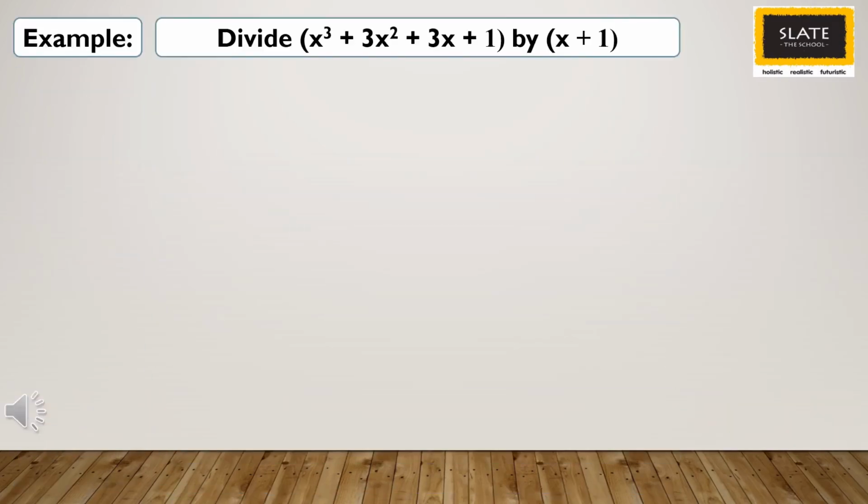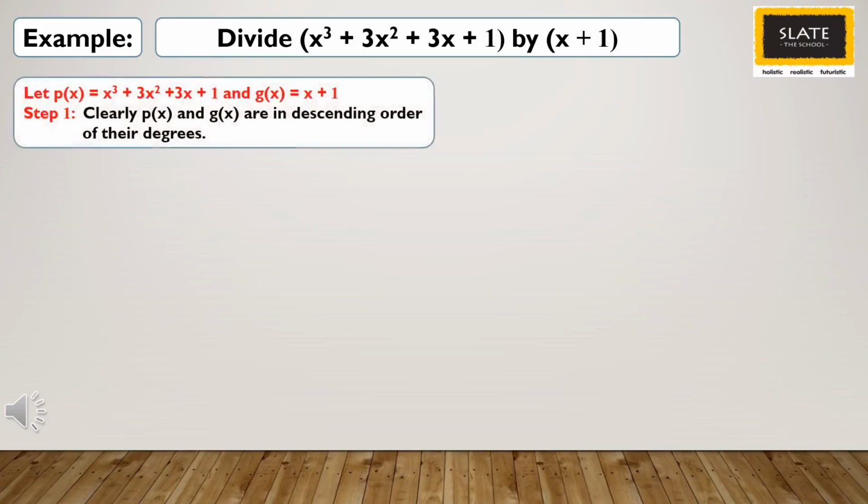Example, divide x cube plus 3x square plus 3x plus 1 by x plus 1. Let us consider x cube plus 3x square plus 3x plus 1 as p of x and x plus 1 as g of x.